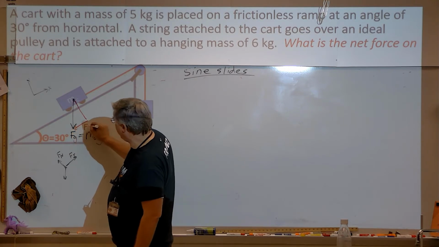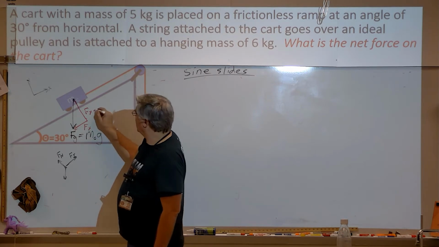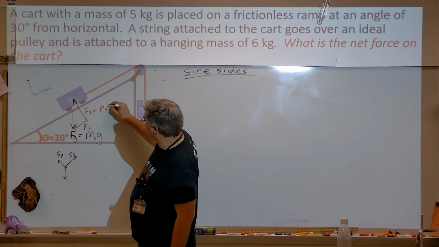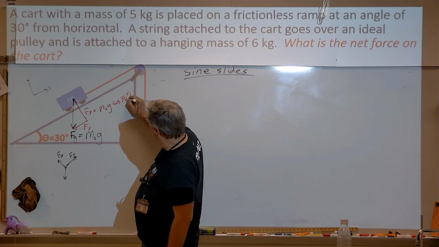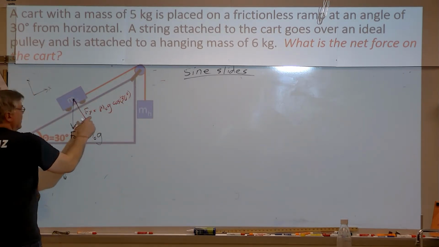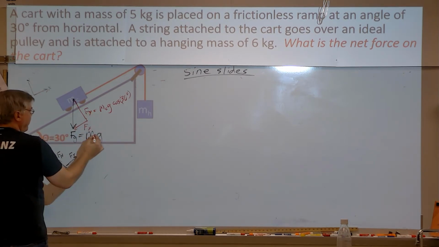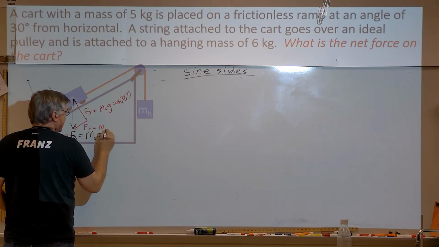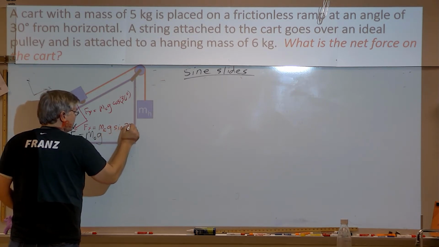So I have my Fx and my Fy. The Fy is equal to mass of cart times g times the cosine of 30 degrees. And my Fx, I know that looks like a y, like an x, doesn't it? My Fx is equal to mass of cart times g times the sine of 30 degrees.